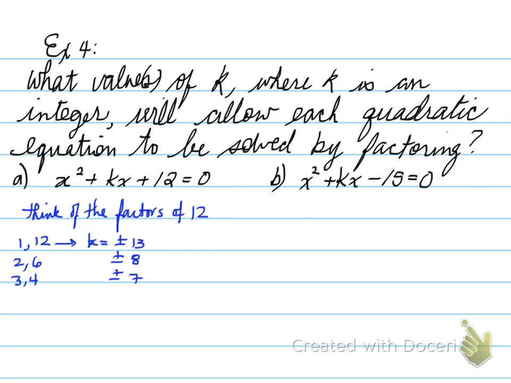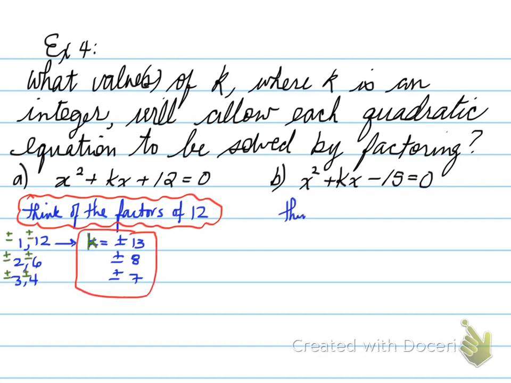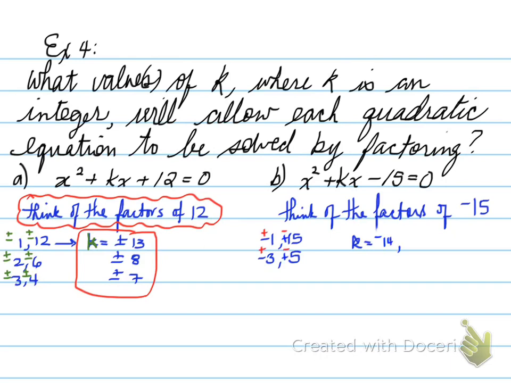Okay, we're back. Think of the factors of negative 15. What are they? The factors of negative 15 are negative 1 and 15, negative 3 and 5, and the opposite, positive 1 and negative 15, and positive 3 and negative 5. So k will equal negative 14 when I take positive 1 minus 15. And if I take negative 1 plus 15, I'll get positive 14.